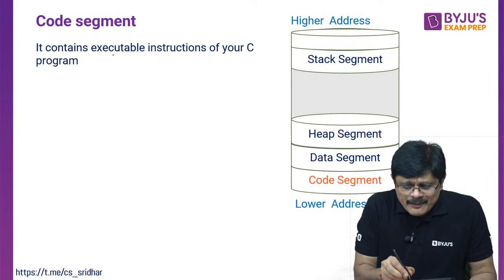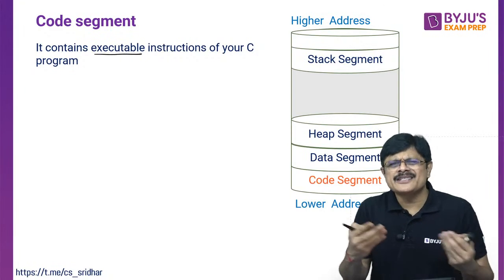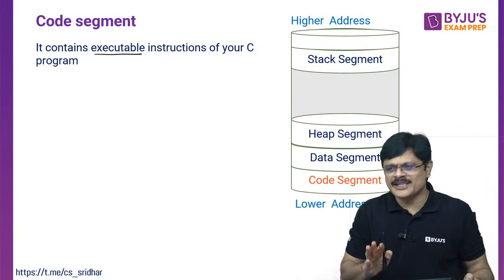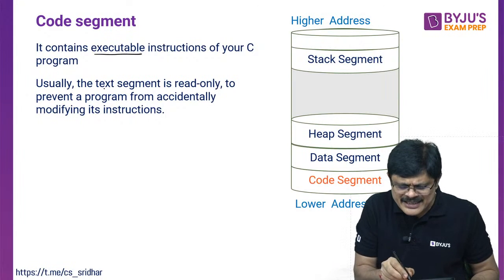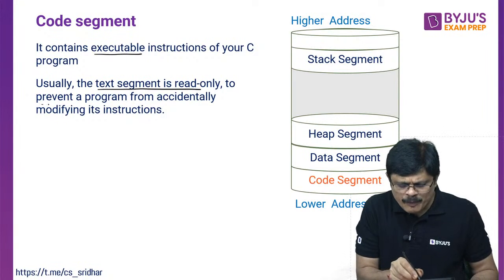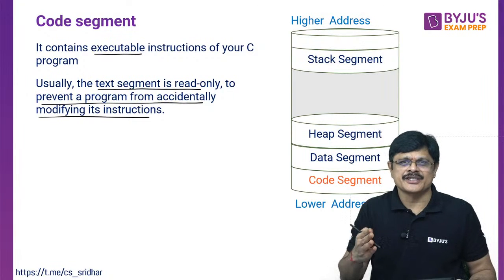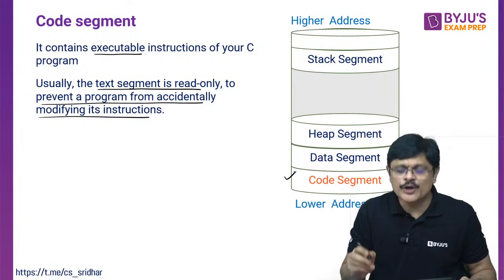The code segment contains the executable instructions of your C program. That is the code portion. It is read only; we cannot change it. Usually the text segment is read only to prevent the program from accidentally modifying its instructions. So we cannot change it during execution. That particular portion is called the code segment.